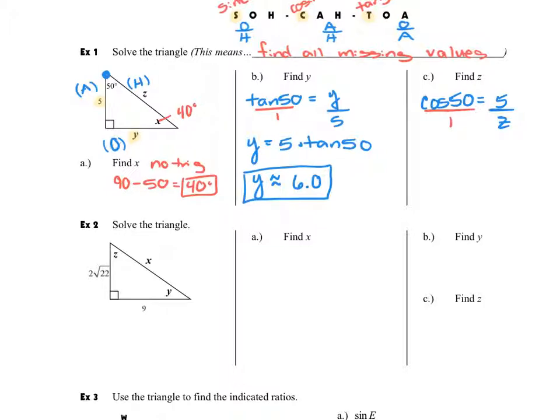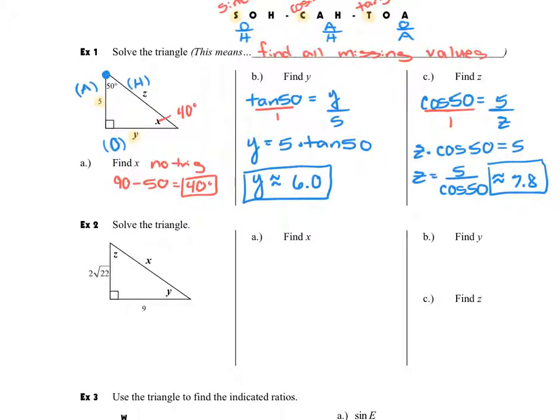When I cross multiply this, now I'm going to have z times the cosine of 50 equals my 5. So z is actually going to be 5 divided by the cosine of 50. So again, try to type this in your calculator, and if you can't get these values, don't stress about it. I'll show you how to do it in class. Again, we're going to round to tenths, and you should get 7.8 for this one.